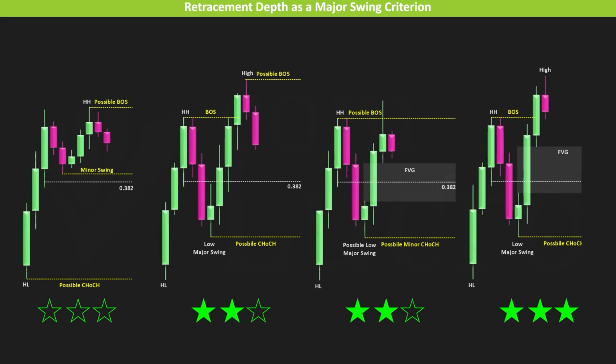In the final example, the swing has created an imbalance, broken structure, and shown a proper retracement. This makes it a major swing with 3 stars. Breaking below this low confirms a valid change of character, signaling a true shift in market direction and momentum, or however you prefer to define it.